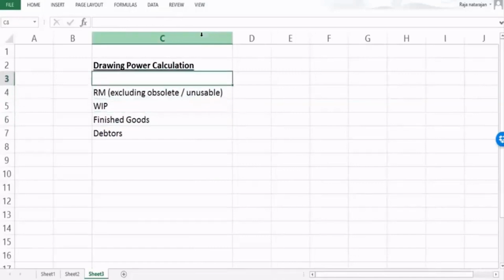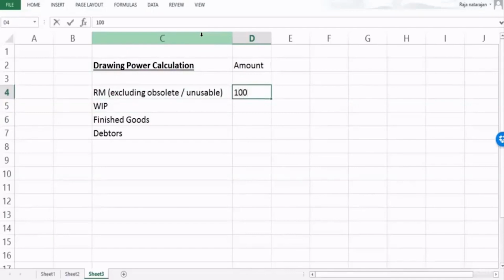Now we have to attach the respective value. So let me capture the amount over here. Let's say the value of raw material in stock is 100 million. Work in progress is say 25 million. Finished goods is say something like 75 million. And debtors, based on their working capital cycle, is at say 125 million.